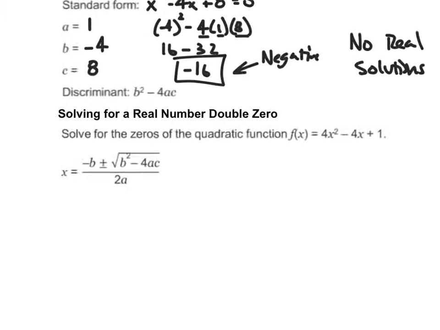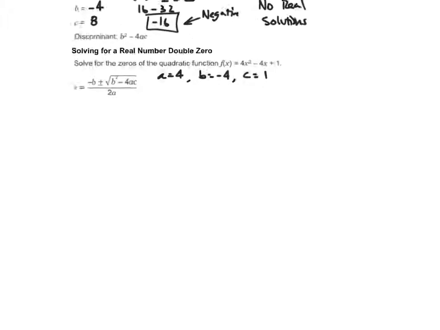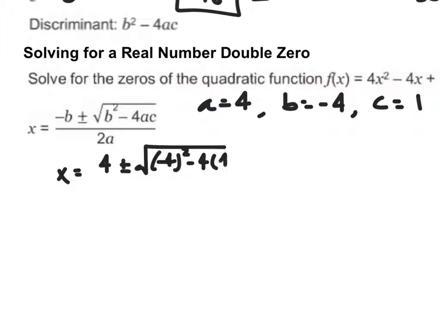All right, let's take a look at this next one, 4x squared minus 4x plus 1. This is our last one. So let's write out our a value is 4, our b value is negative 4, and our c value is 1. Let's plug it into the quadratic formula and solve. We get that x is equal to the opposite of negative 4, so 4, plus or minus the square root of negative 4 squared minus 4 times 4 times 1, and then this is all over 2 times 4.